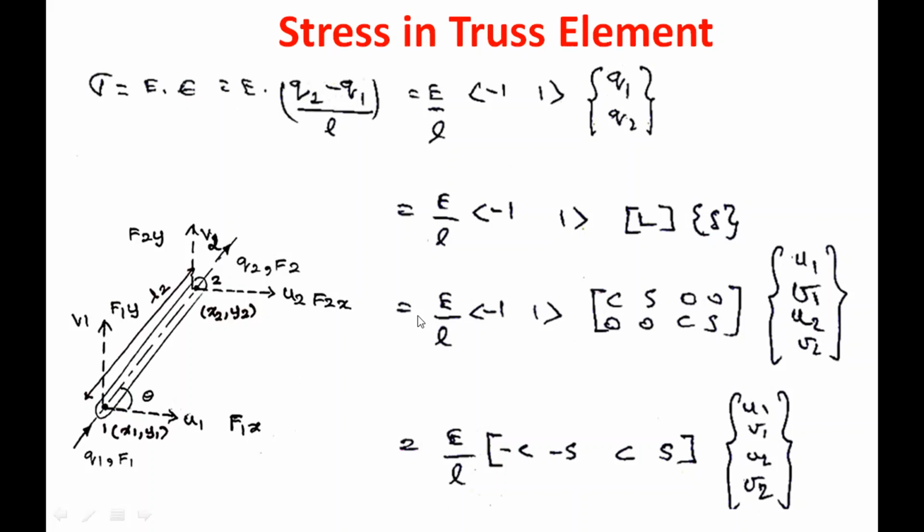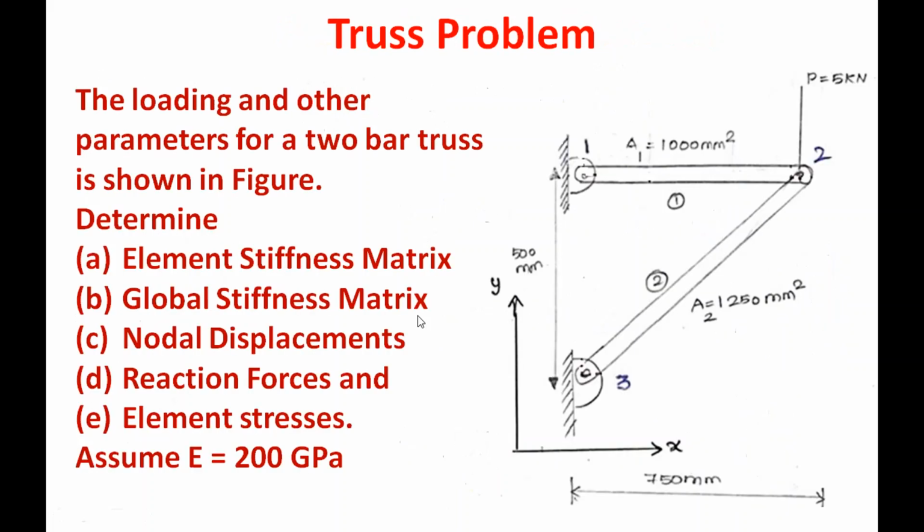Now we will see one simple example of how to solve a truss problem. Let us consider this example. The loading and other parameters for a 2-bar truss are shown in the figure. Determine the element stiffness matrix, global stiffness matrix, nodal displacements, reaction forces and the element stresses. The Young's modulus value E is given as 200 gigapascal.